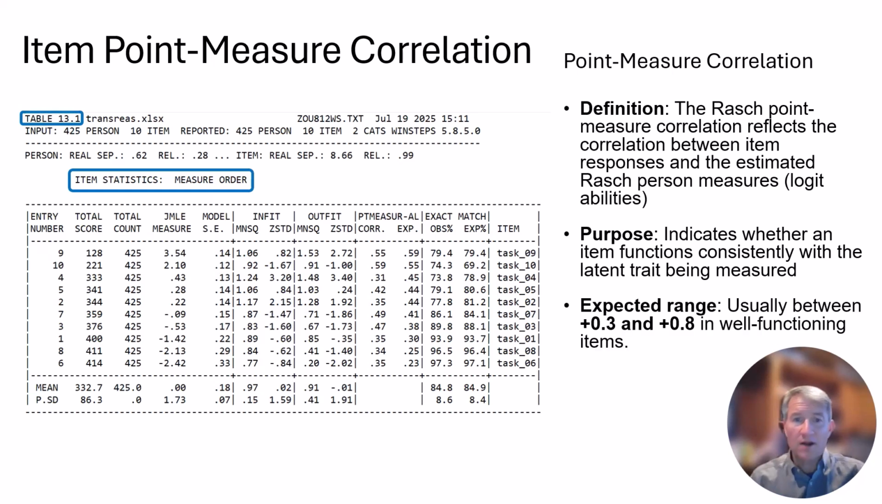And if they are, the correlations in the point measure correlation column will be positive, and in a well-functioning scale or test, those point measure correlations would range upwards of 0.3 to, say, 0.8. And we see here in table 13.1 that all of the point measure correlations for the 10 individual items are positive and they're larger than 0.3.